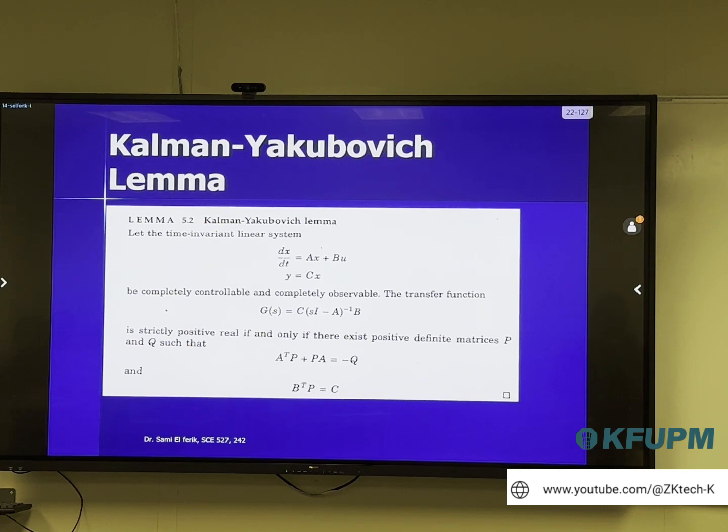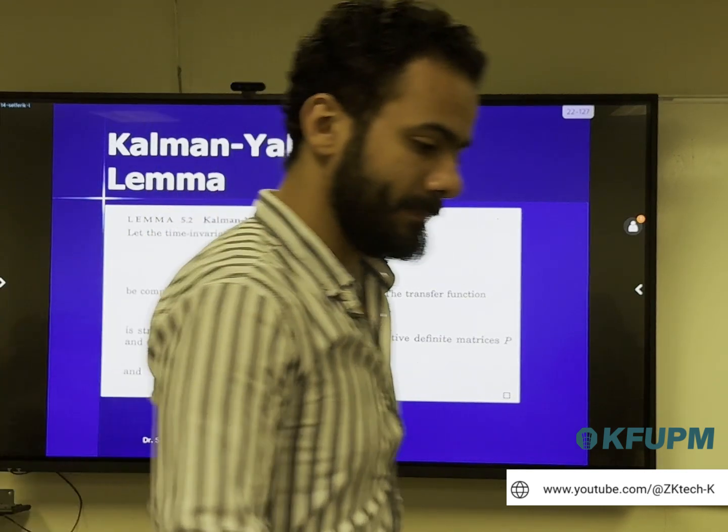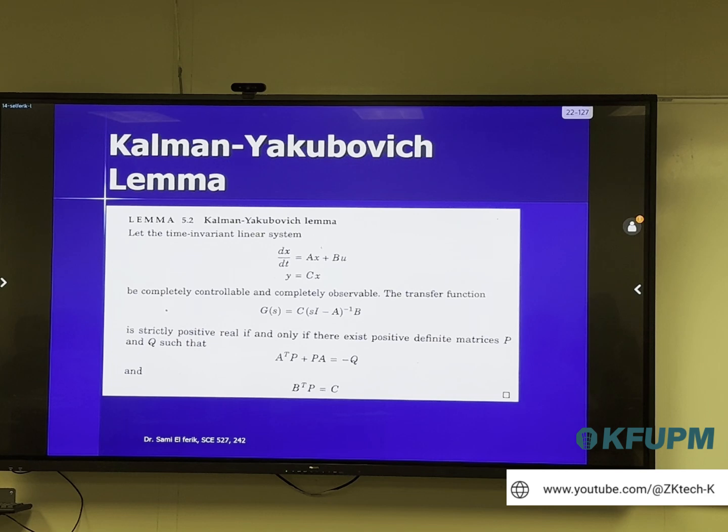Okay. For us, we will consider it as a constraint for the stability. So the stability condition is this, and then not any P: the P has also to satisfy B transpose P equals C. We are okay with this?